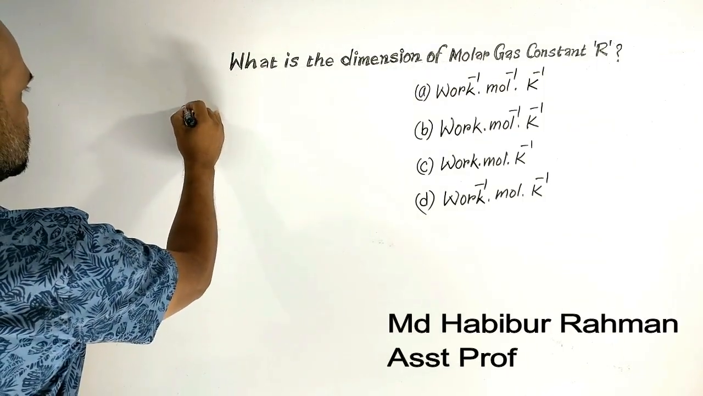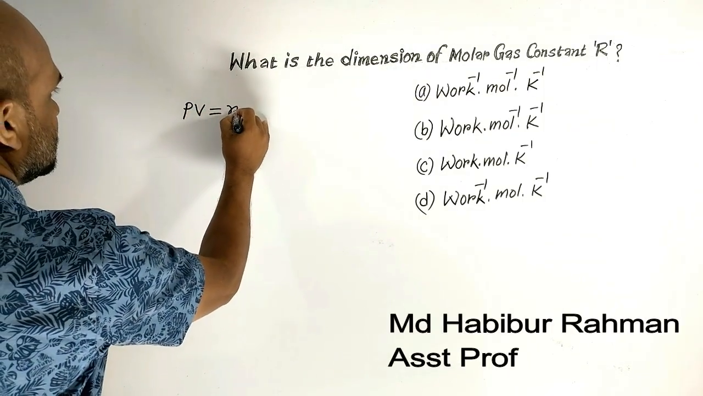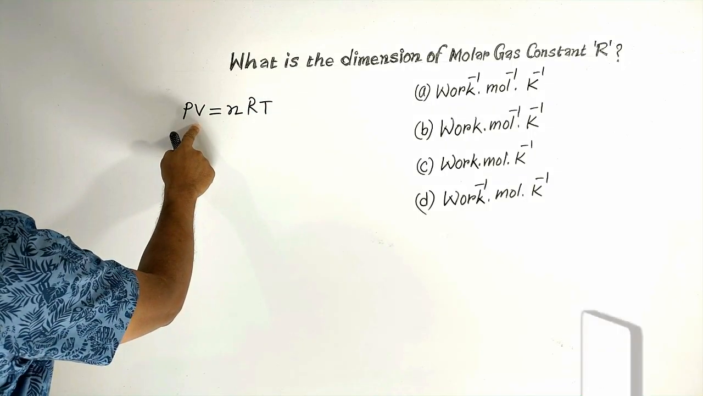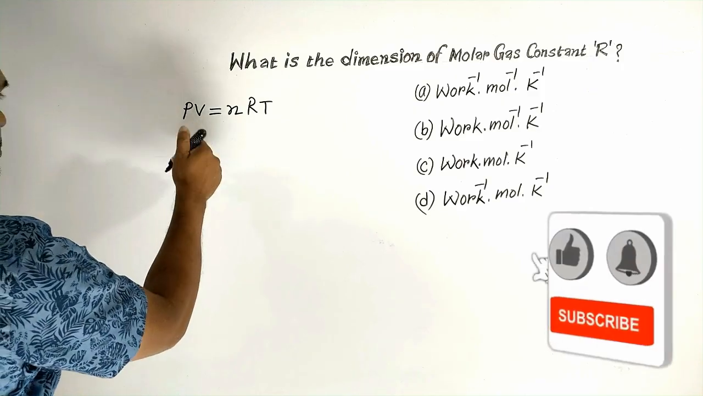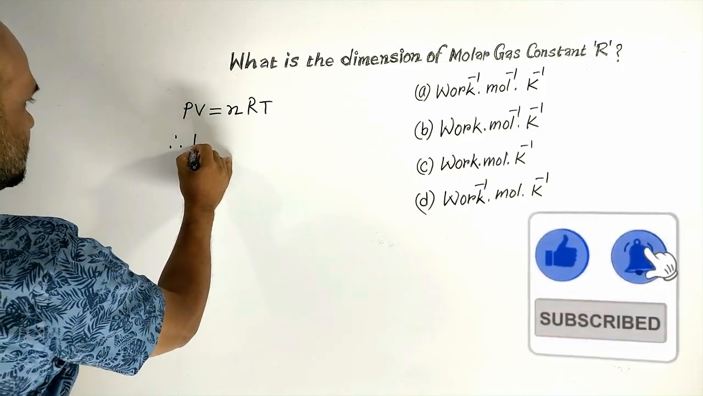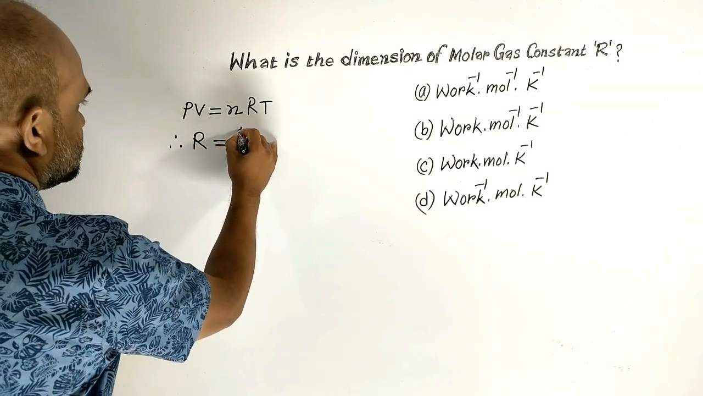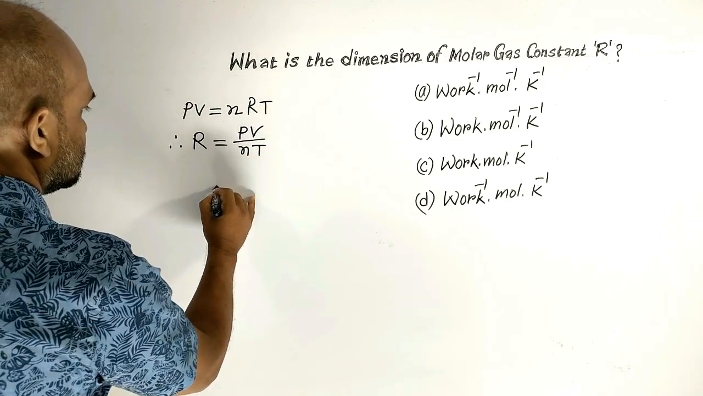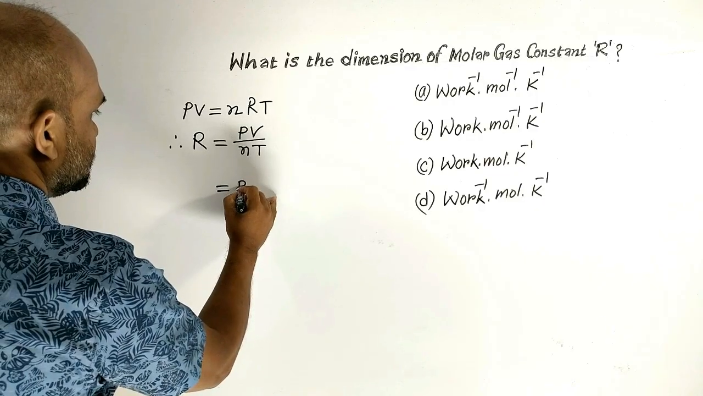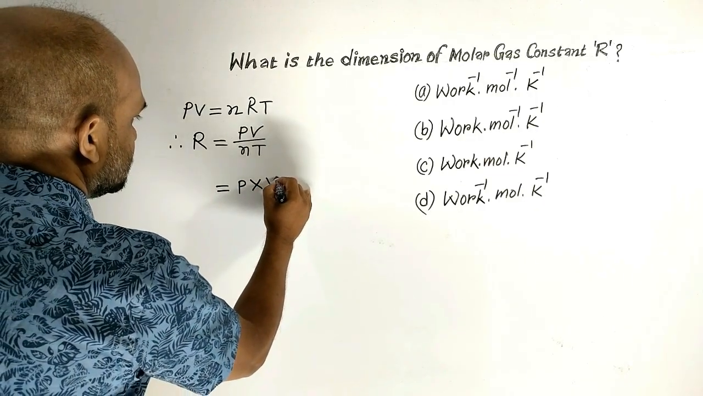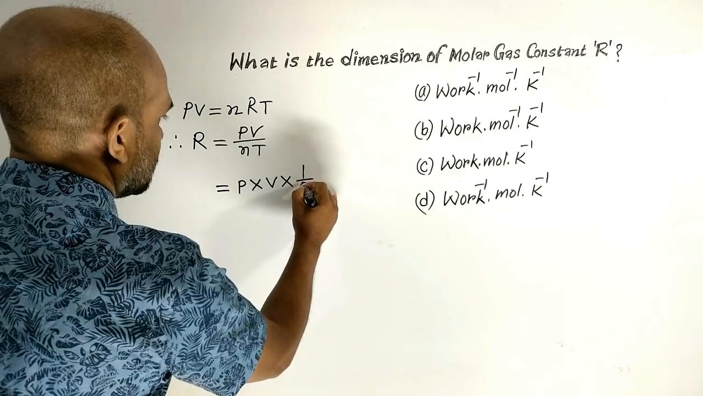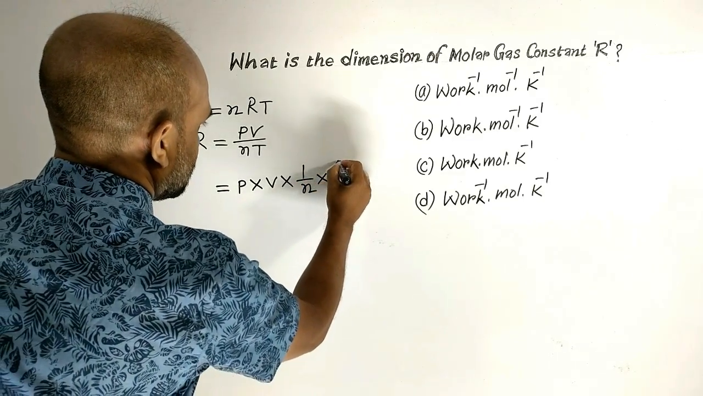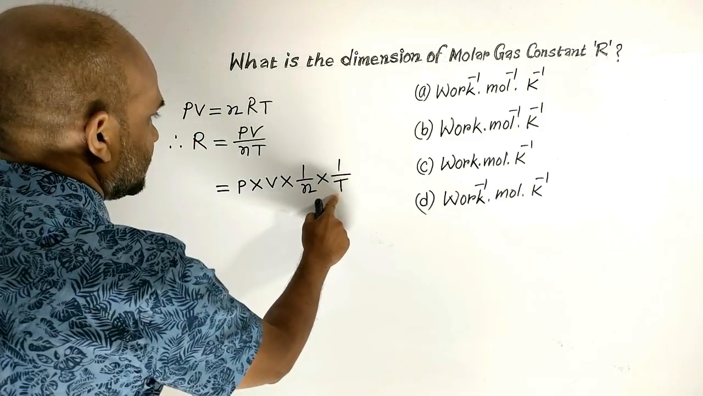We know PV is equal to nRT. This is the combined law of Boyle, Charles and Avogadro. Here R is equal to PV by nT. Then we can write P times V times 1 by n, number of moles, times 1 by Kelvin temperature.